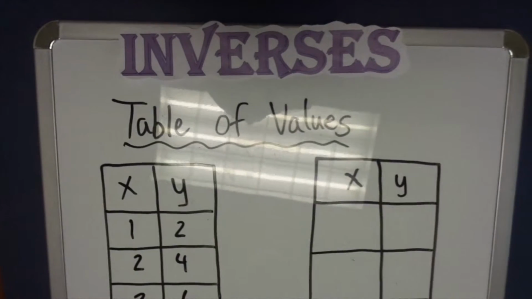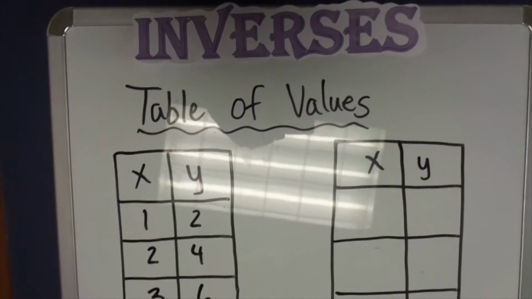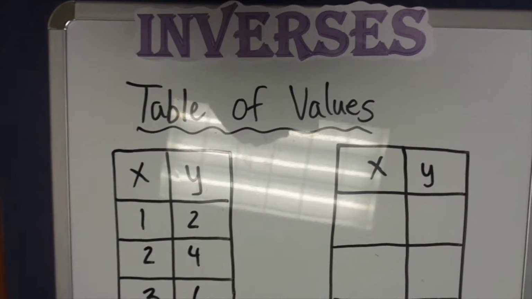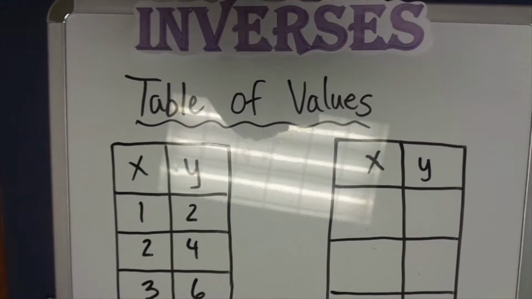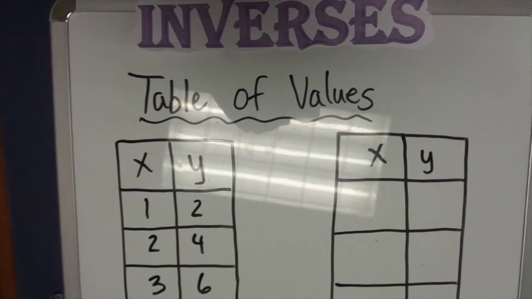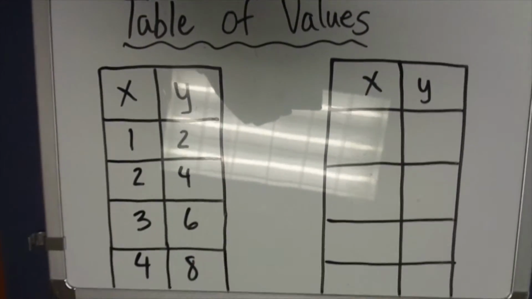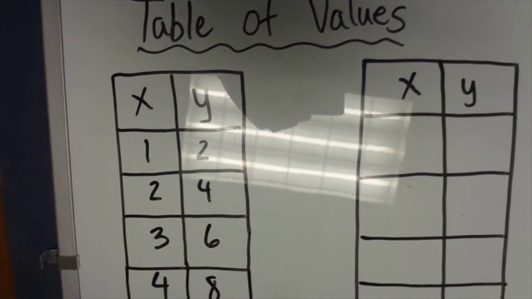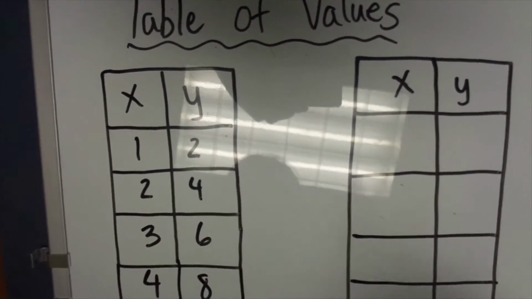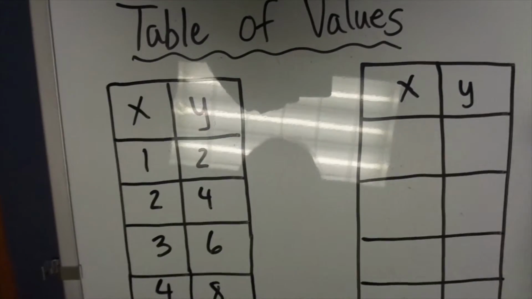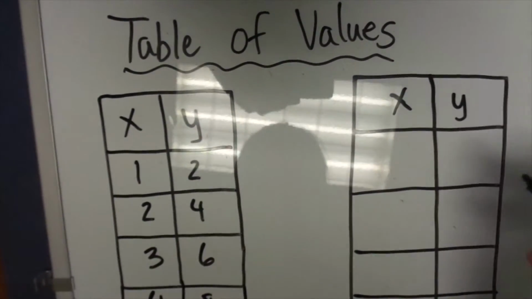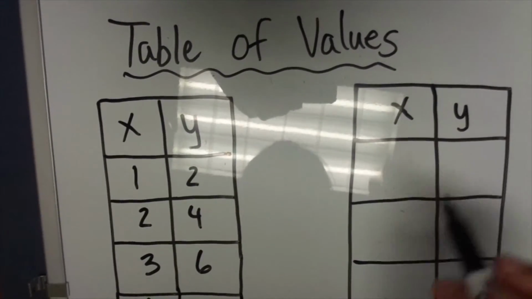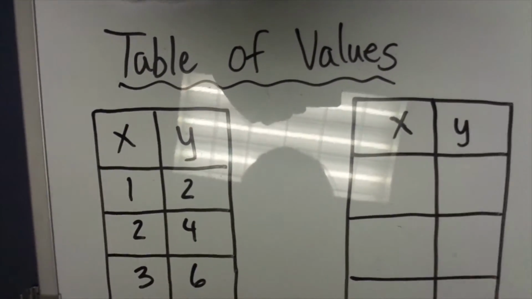So, inverses are different from your regular functions. One of the major things you should know about inverses is that the table of values is switched. Basically, the x values are switched with the y values. To show this, I'll rewrite the table. So the y values will go under the x column, and the x values will go under the y column.